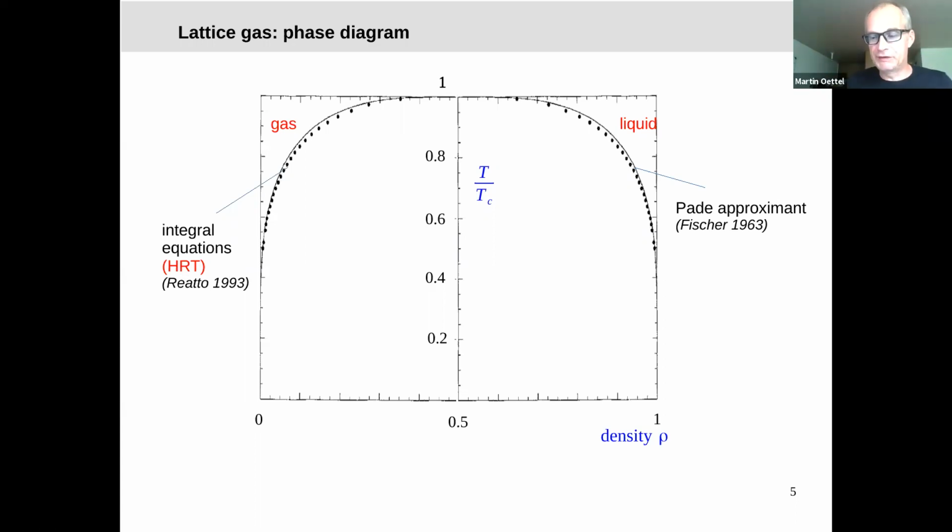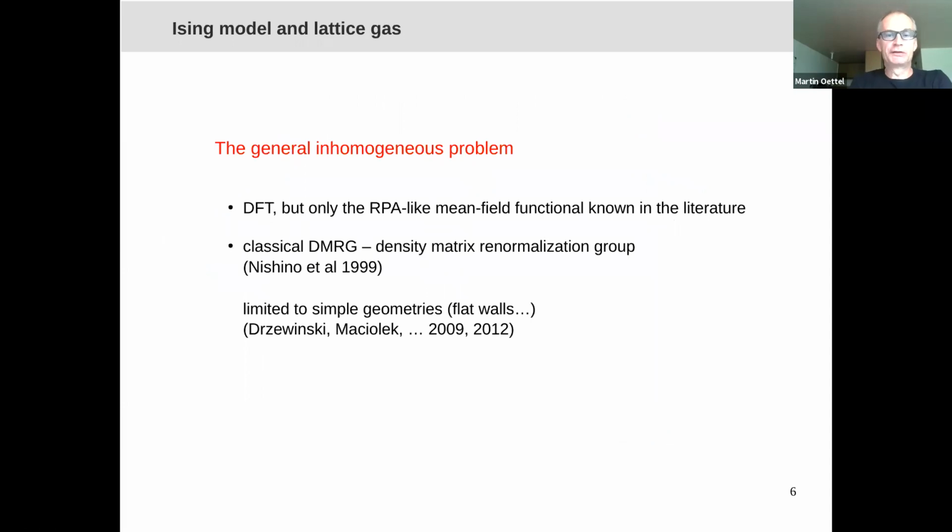So one needs to be humbled by that. So this is a remarkable theoretical result, I would say. If you turn to the general inhomogeneous problem, so that is, we have an external field and we ask for the distribution and the free energy of our lattice gas particles, then the situation looks actually not that good.